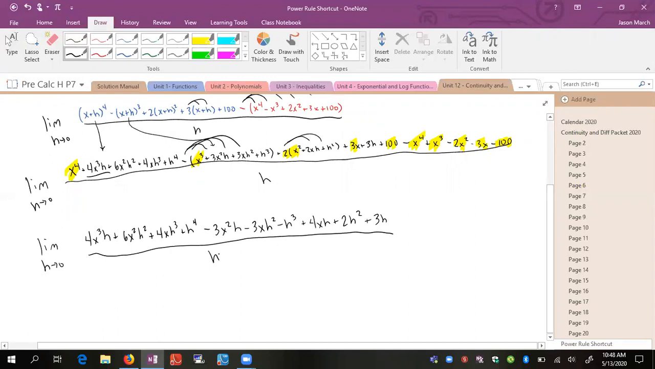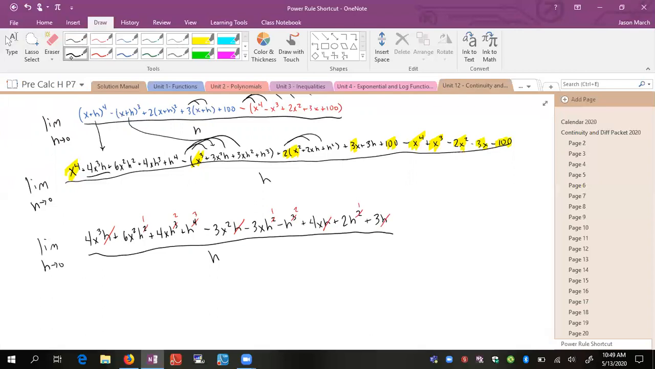All right, so now what happens is every term in the numerator has an h in it. So I could cancel out an h in every single term. So now this h is gone. This is now an h to the first. This is an h to the second. This is an h to the third. That h is gone. This is now an h to the first. This is now an h to the second. That h is gone. This is now an h to the first. And that h is gone.